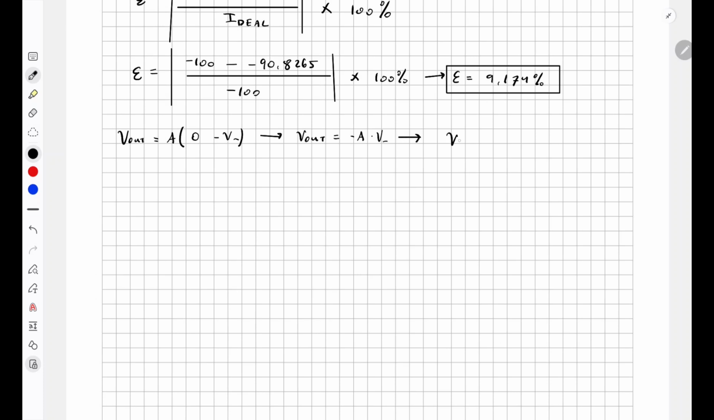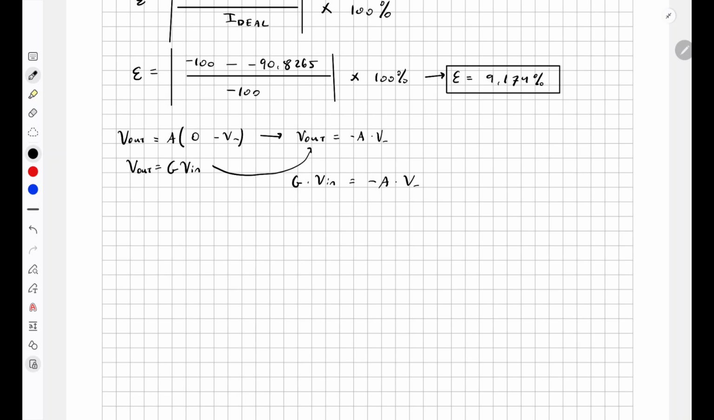If you solve for V minus, let me add another point: closed loop gain refers to V out divided by V in, right? So V out is equal to closed loop gain G times V in. You can plug this in here, and you will find that G times V in is equal to negative A times V minus.